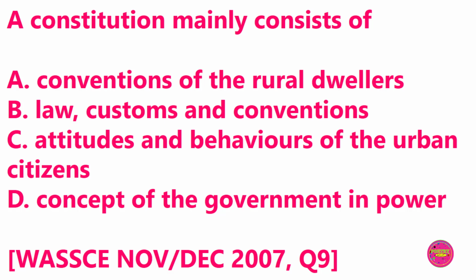A constitution mainly consists of A. Conventions of the rural dwellers. B. Law, customs and conventions. C. Attitudes and behaviors of the urban citizens. D. Concept of the government in power. The correct answer to this question is B. Law, customs and conventions.